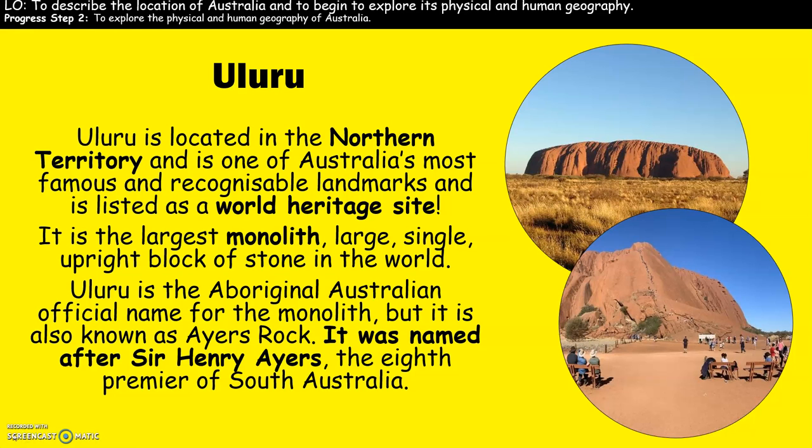So Uluru is located in the Northern Territory and is one of Australia's most famous and recognisable landmarks, and again is listed as a World Heritage Site. It is the largest monolith, so a large single upright block of stone in the world. Uluru is the Aboriginal name for the monolith, but it's also known as Ayers Rock. Sir Henry Ayres was the 8th Premier of South Australia, and that's why it's been given that name as well.